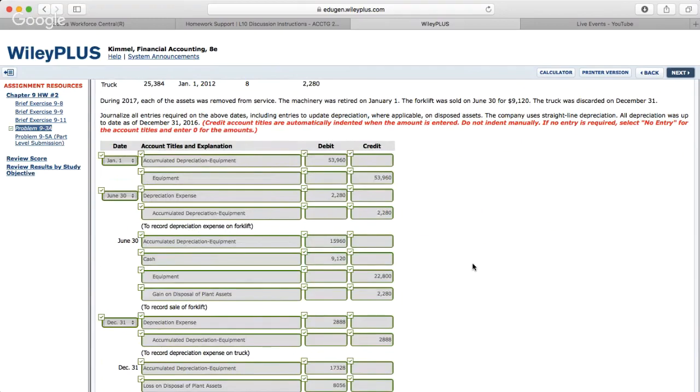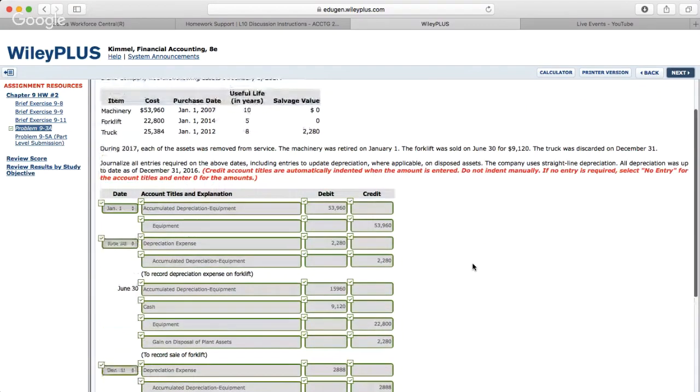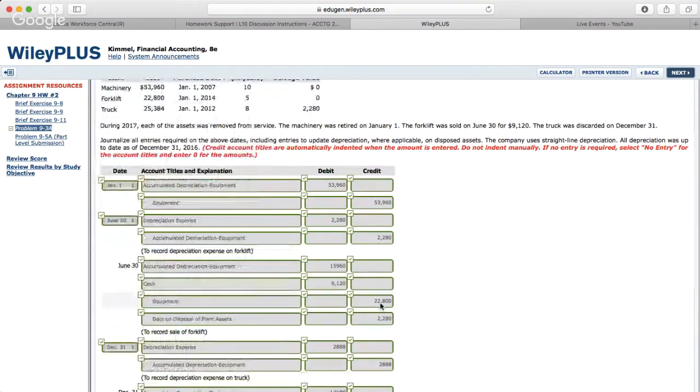And then the cost was 22,800, so that's that. So to get the gain on disposal of plant assets, you would take the 22,800 and you subtract the 15,960 from that, and you would get 6840. And then with that 6840, you subtract it from 9120, and that's how you get the gain on disposal of plant assets, which is 2280.